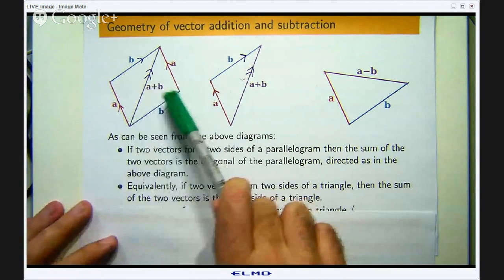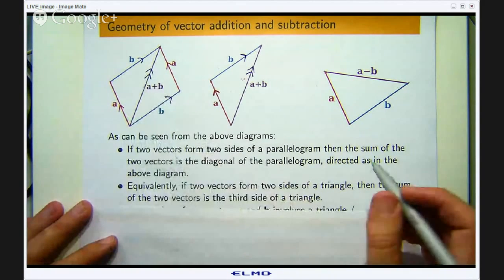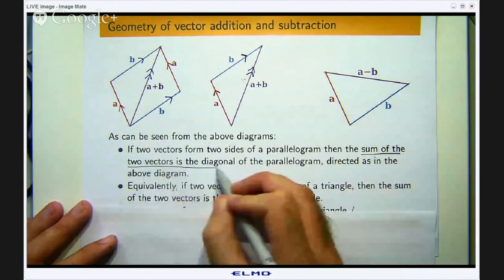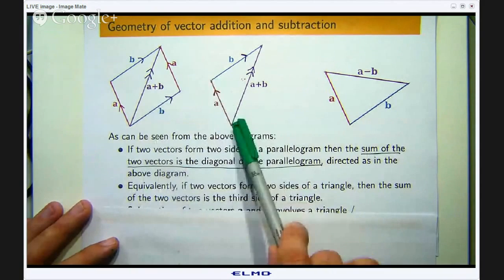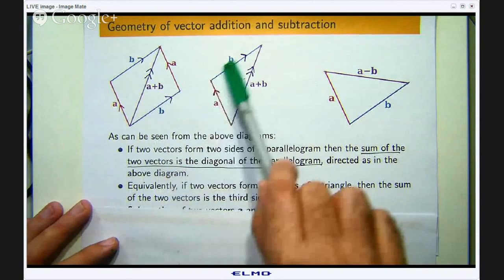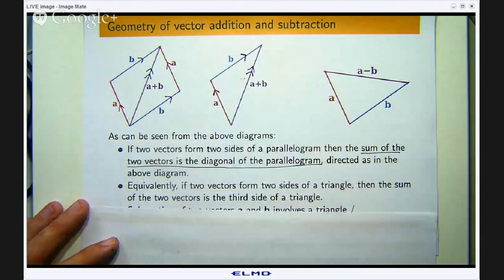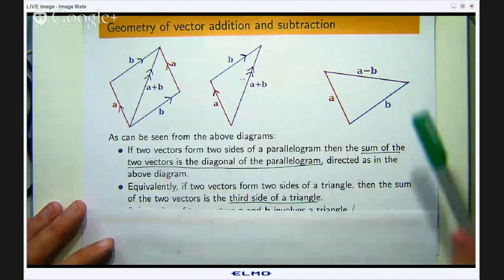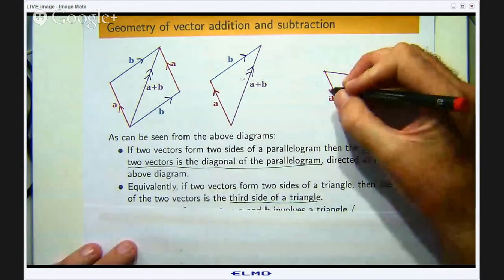Okay, so here it is in words. You start with this side, and this side, which are the sides of your parallelogram, and this diagonal forms the sum of the two vectors. If you draw your vectors from head to tail, and then you draw in the third side of your triangle, then that's also the sum of the two vectors. Now over here it's a little bit trickier because you've got subtraction.